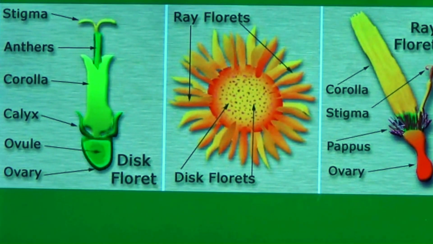Here's a ray floret with corolla or petal. Then here's the female tip, the female tube, and going down to the ovary below. Here we can see marigold, the ray floret and disc floret. Here very clearly visible is the anthers or male parts fused together as a dark tube. And here on the top is the female tip.